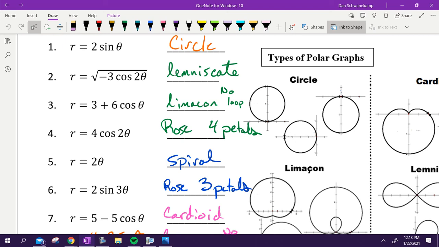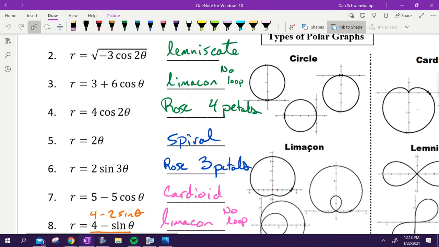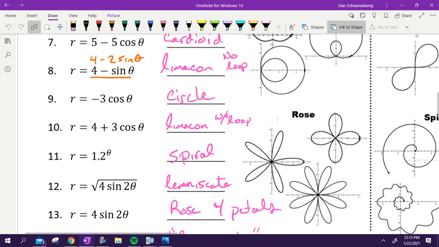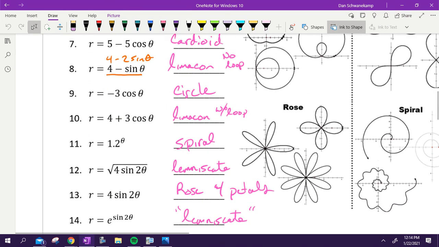Limaçons and cardioids, they look pretty similar. The only difference between a limaçon and a cardioid is that a cardioid is going to touch the origin. A limaçon does not necessarily touch the origin. We'll talk about that more on Monday. There are the other ones. I would say 14, not a true lemniscate, but it's got a lemniscate shape, so we went with that. It's kind of a bonus one. Questions with any of those?